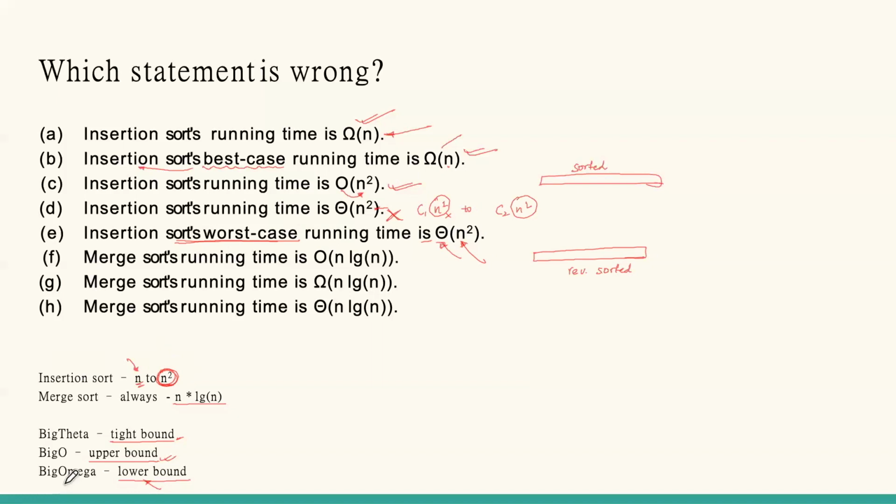Now, merge sort is very easy because merge sort's upper bound, lower bound, and tight bound are all n log n, right? So for that reason, merge sort's running time is big O of n log n, big omega of n log n, and also big theta of n log n.